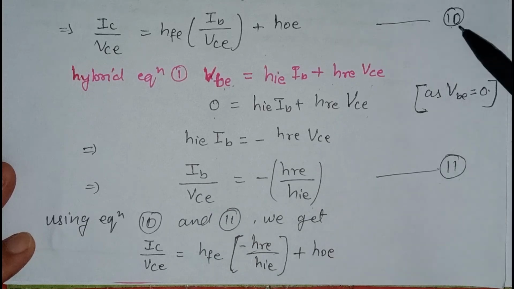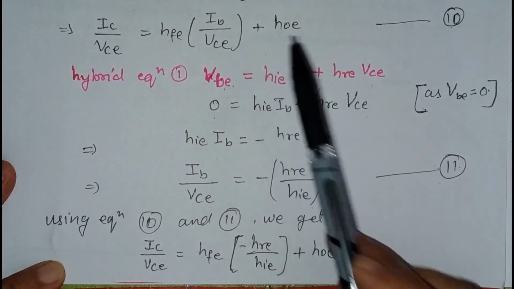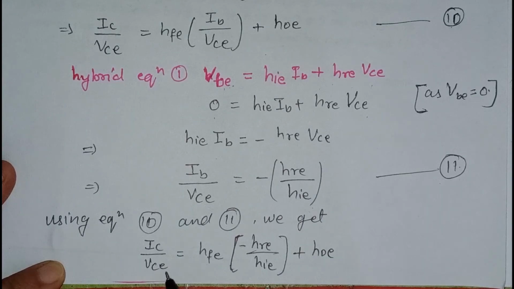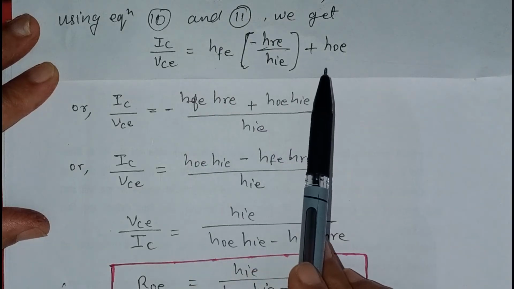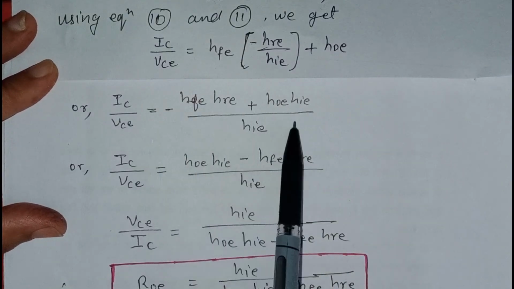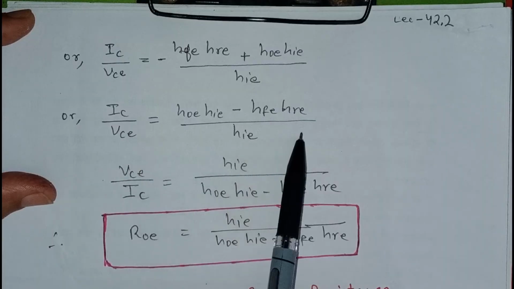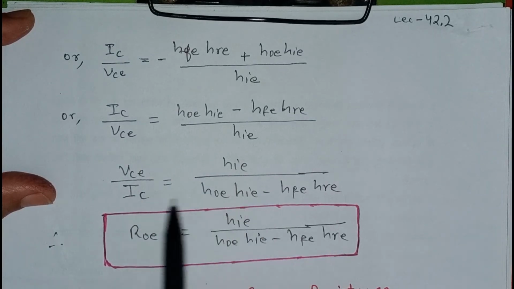Now using equation number 10 and equation number 11, we will put the value of IB upon VCE in equation number 10. So we will get IC upon VCE equals HFE times minus HRE upon HIE plus HOE. Now we will solve this equation. We will take the LCM, so we will get this equation. Now we will take the reciprocal of the equation, so the reciprocal will be this equation.